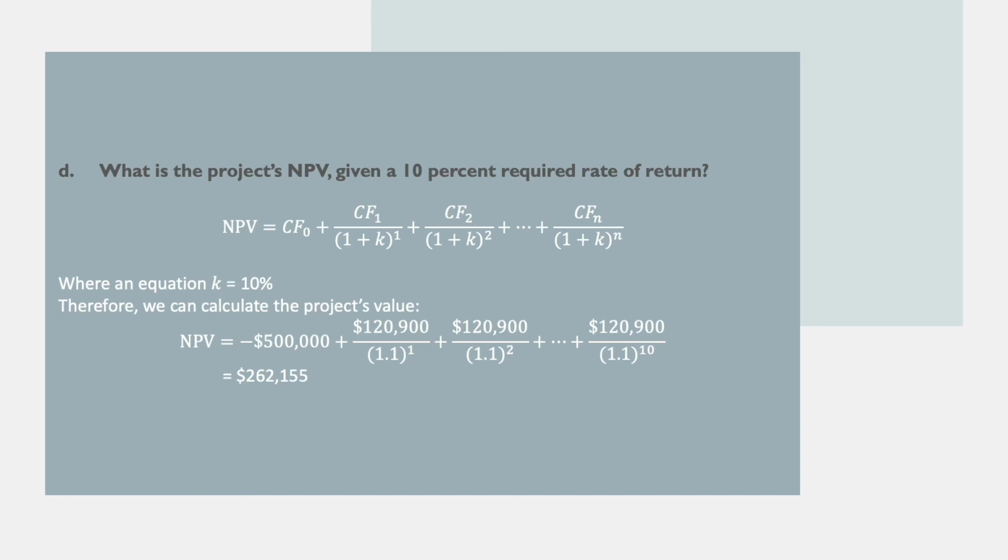Where in the equation K, or the required rate of return, is equal to 10%. Therefore, we can calculate the project's value by using the equation as follows. When we sum it up, we will get $262,155. Since the NPV is greater than 0, the project should be accepted.